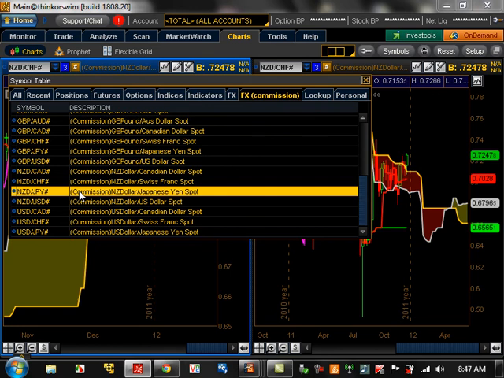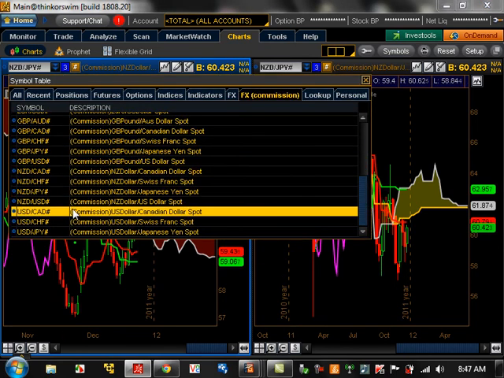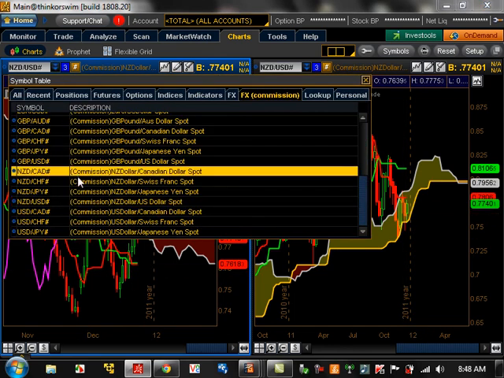Let's see, New Zealand yen. New Zealand yen, if you look at it, really doing nothing at all. So just consolidating. New Zealand USD. If you look at New Zealand USD, really doing nothing at all. We're in the cloud here on the weekly time frame, so that means we're consolidating. On a daily, we're just doing nothing, so nothing there at all.